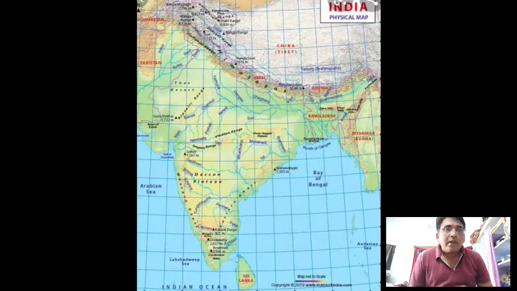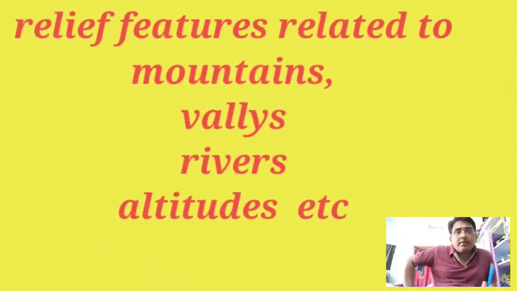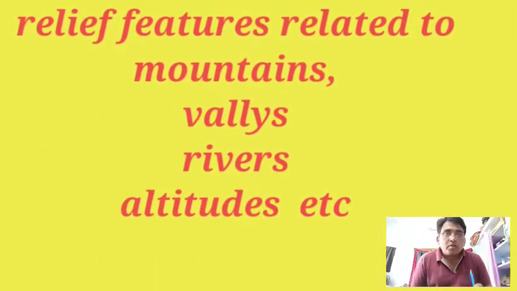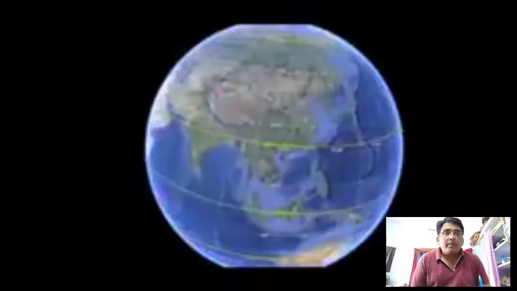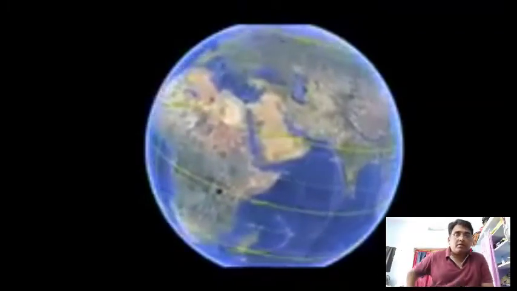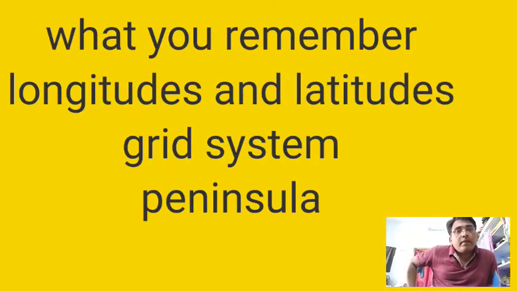These are related to landscapes, those areas. Example, mountains, rivers, altitudes, and valleys, etc. Before we start the journey, we remember some important points which we learned in the past. What are they? Number one, imaginary lines. Second one is grid. And third one is peninsula.